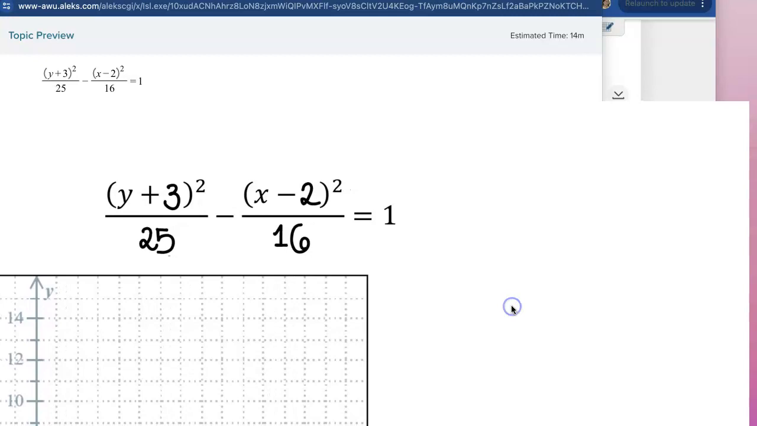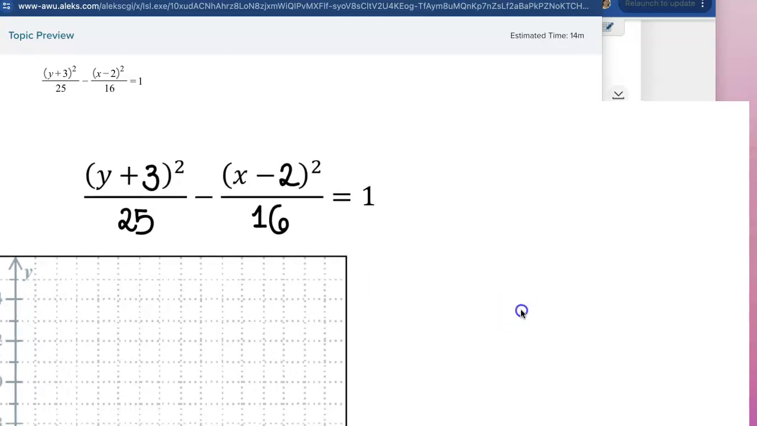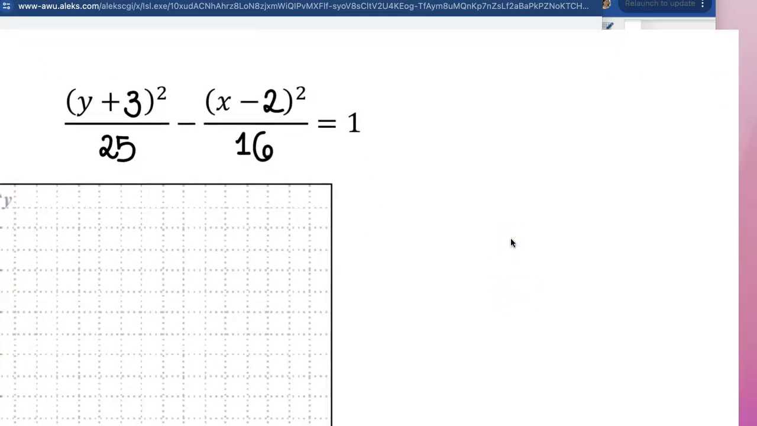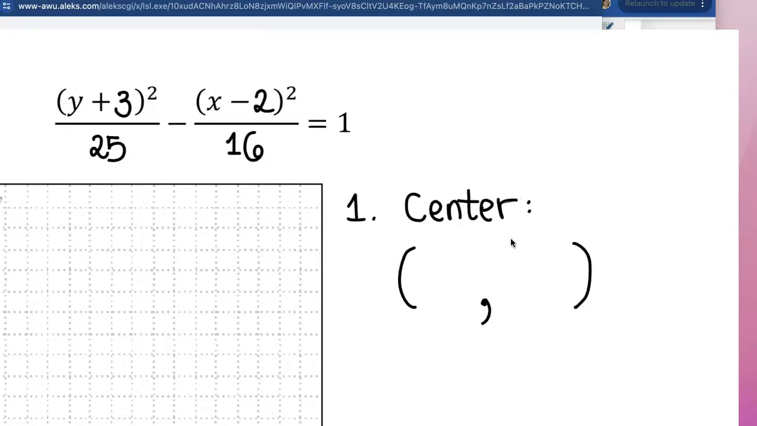Step number 1, when you are graphing a hyperbola, you start by plotting the center. So step 1, find the center. What is the number being subtracted from x? Well, as you can see, we have x minus 2 right there. So the x coordinate of the center is going to be positive 2, always the opposite.